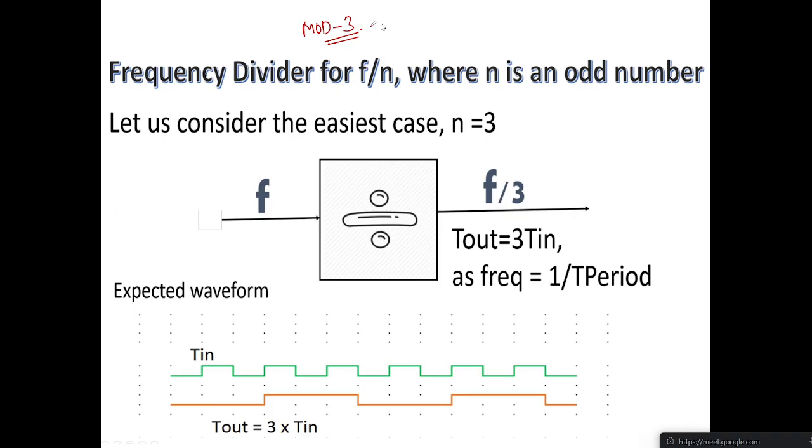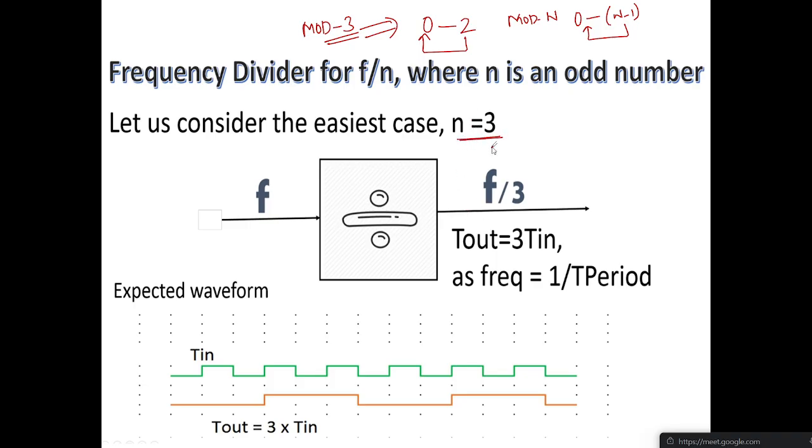A mod 3 counter means a counter we have already seen, no? It will count from 0 to 2, and again it will come to 0. A mod n counter counts from 0 to n minus 1, and again it comes back to the initial state.